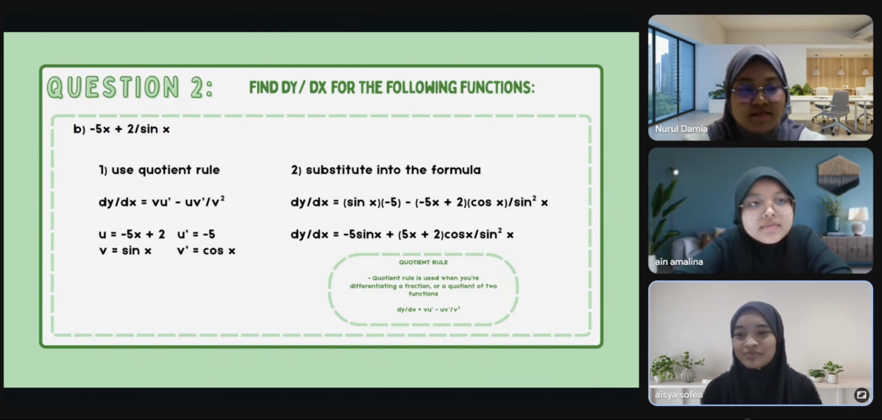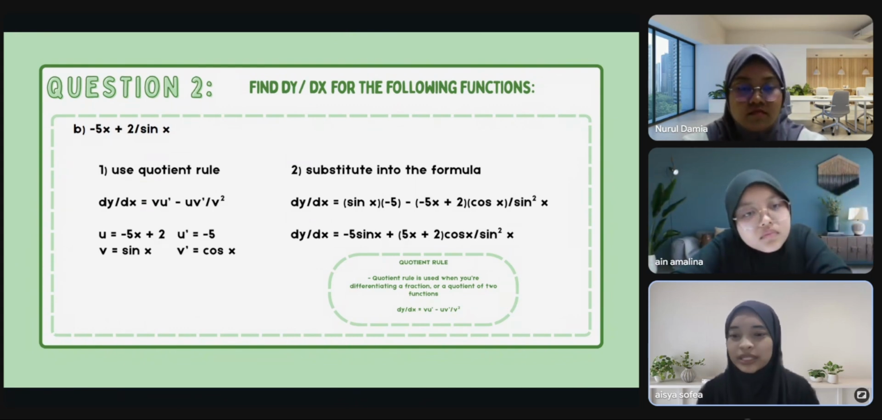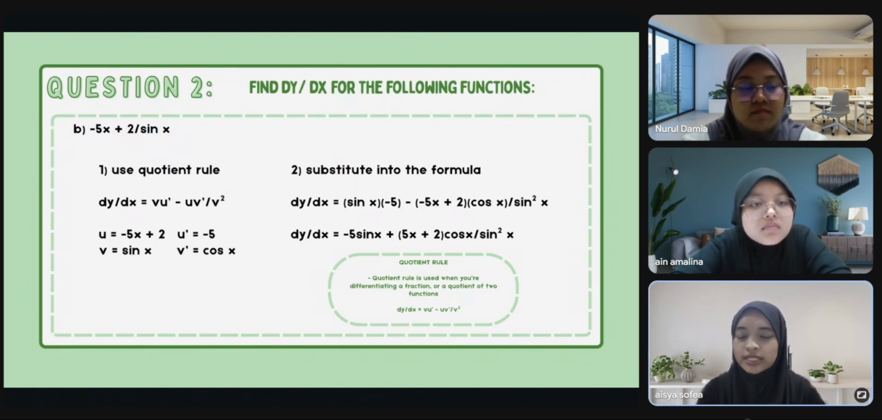For the next question, b, we have negative 5x plus 2 divided by sin x. For the first step, we use the quotient rule, which is dy over dx equals u prime v minus u v prime over v squared. We take the first expression to be u and the second to be v. For u, we take negative 5x plus 2 and differentiate it, and it becomes u prime, which is negative 5. For v, it is sin x, and we differentiate it and it becomes cos x. For the next step, we will substitute into the formula.